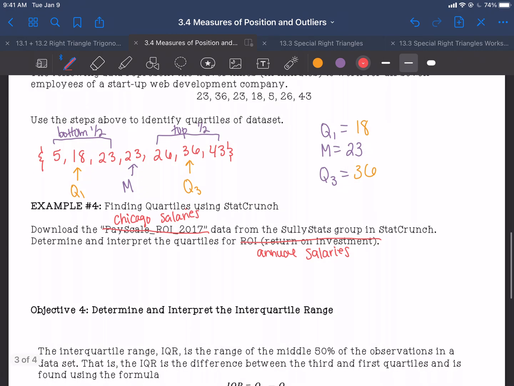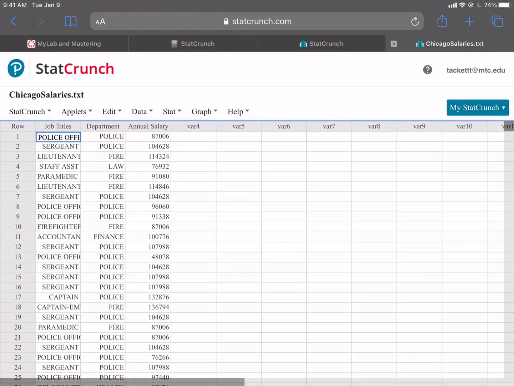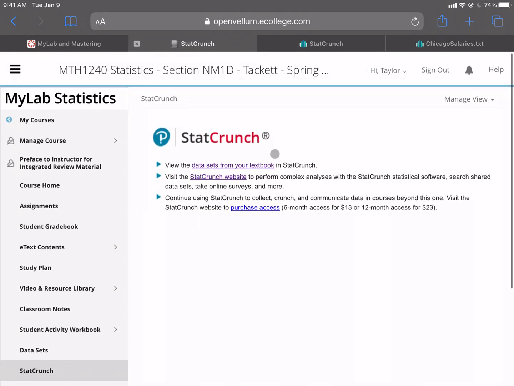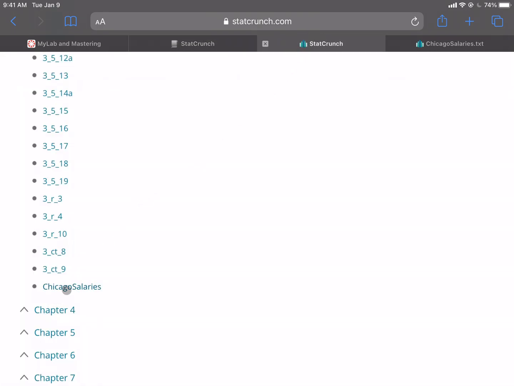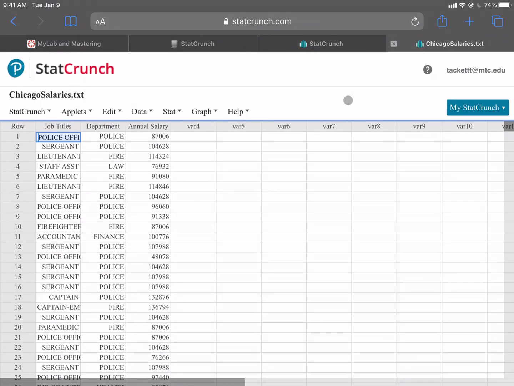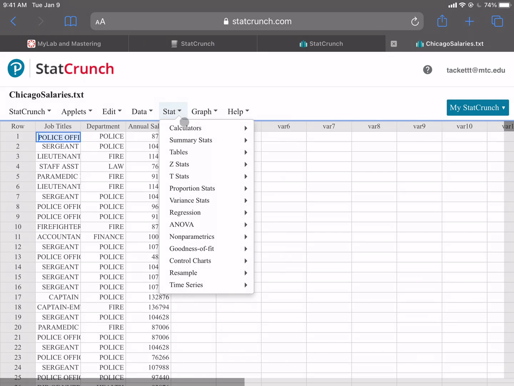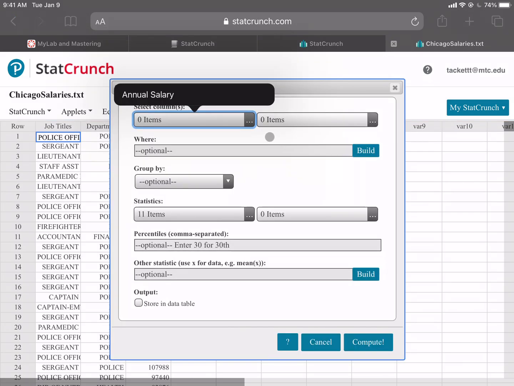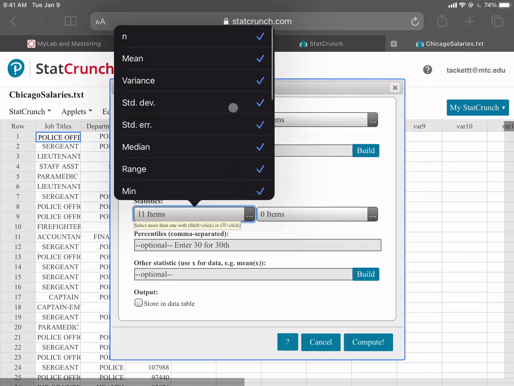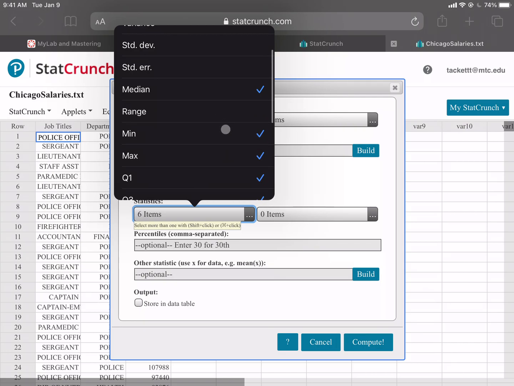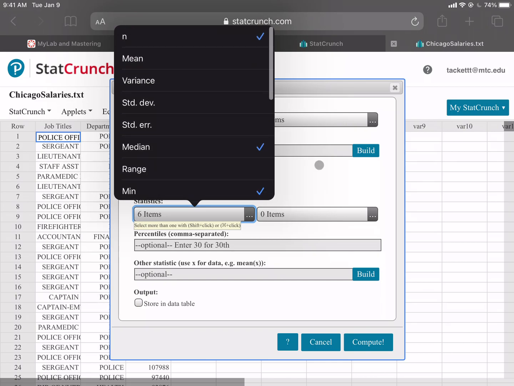All right, so that's in StatCrunch. Remember, it's under data sets from your textbook, under chapter 3 at the very bottom. I have it pulled up here. So if we just go to stat and summary stats, we're finding it of the annual salary. I'm going to unselect. I'm just going to keep it to what we want. So we want the median, and we can do min, max, quartile 1, and quartile 3. Let's just leave it at that.